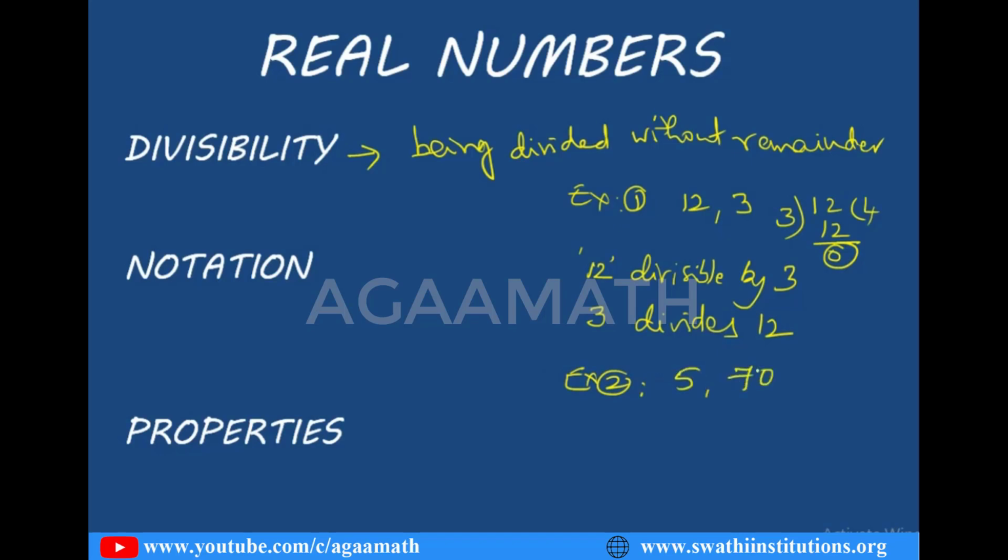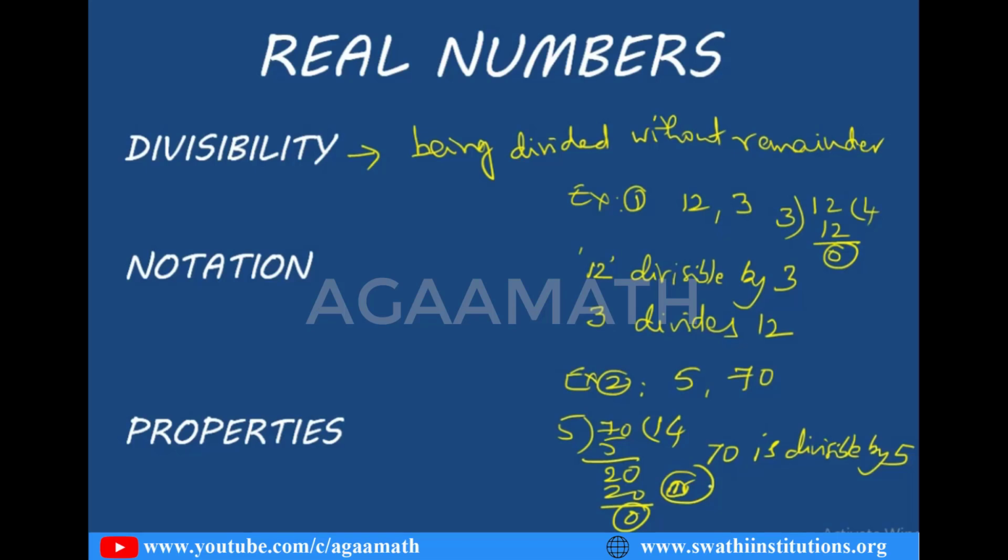The other numbers are 5 and 70. Here 70 is divided by 5. 5 ones are 5, 5 fours are 20. Remainder is 0. So 70 is divisible by 5, or 5 divides 70.